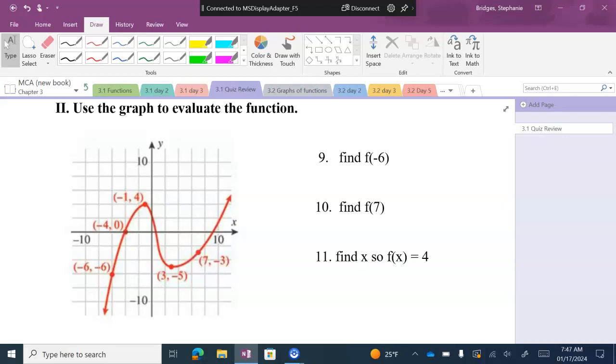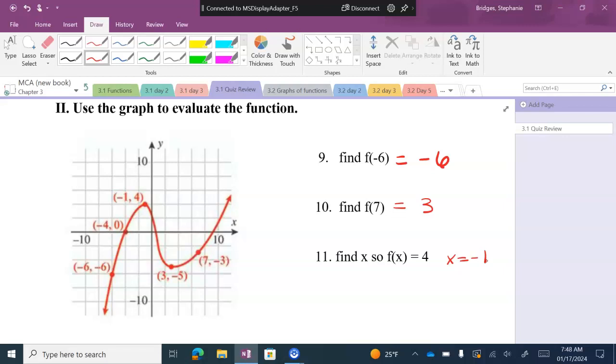So what is the value of my function when x is -6? -6, yeah. What is the value of my function when x is 7? -3. And then what is the value of x when your y is 4? -1. Okay, so you'll have a section like that. You'll be given a graph, and you'll be asked to find the value of your function.